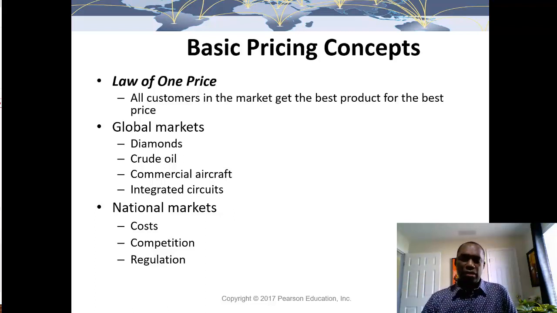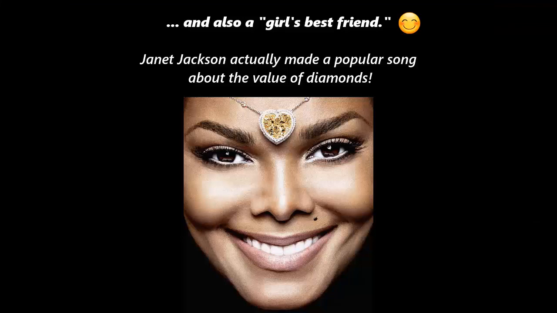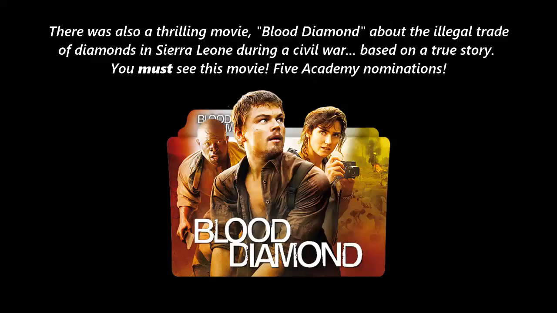You look at diamonds. Diamonds are a scarce commodity, and they are scarce so that the price remains stable. You don't want somebody dumping, say, counterfeit or illegal diamonds into the market, because then that will create a glut and there will be pressure to lower the prices.